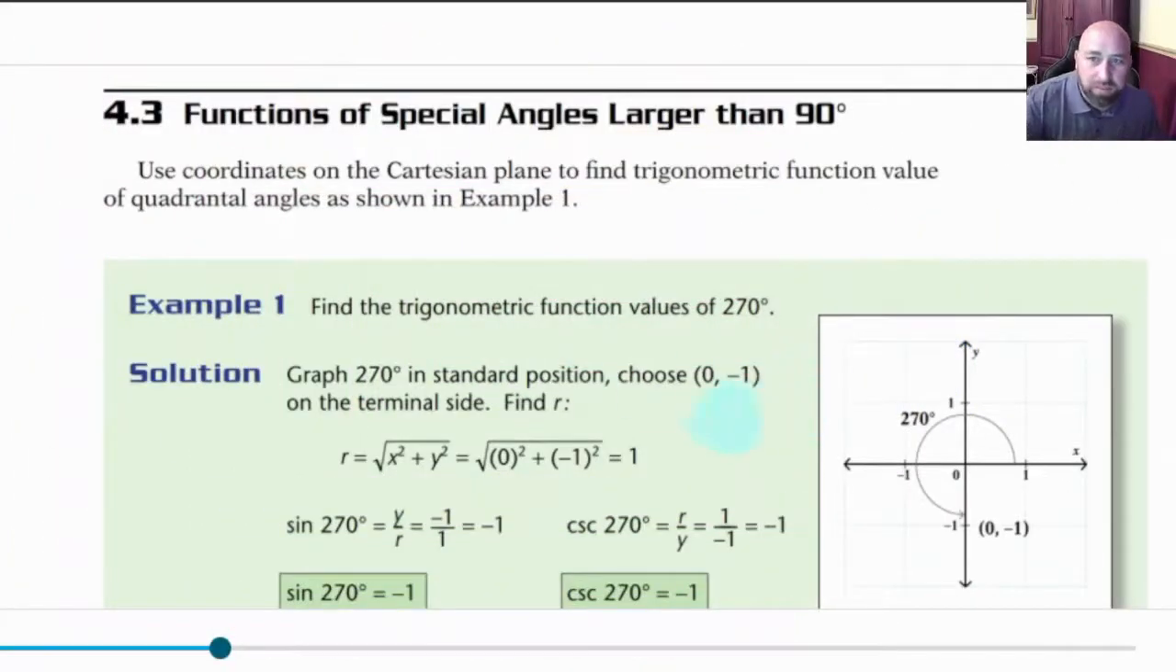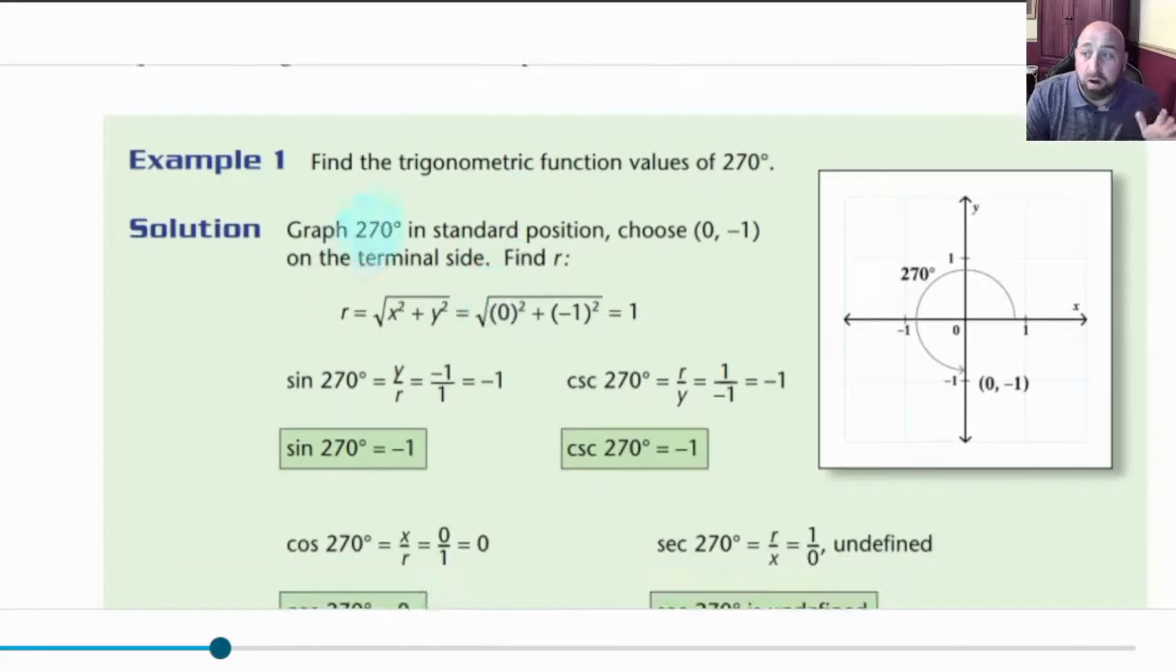Go ahead and look down into your book. We are on page number 61. 4.3, functions of special angles larger than 90 degrees. And they get right into it. There's no explanation. It just jumps right into an example. I'm not going to do this example. I'm just going to walk through it with you. Find the trigonometric function values of 270.